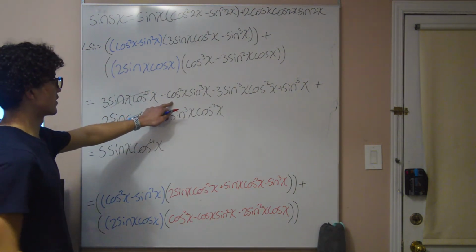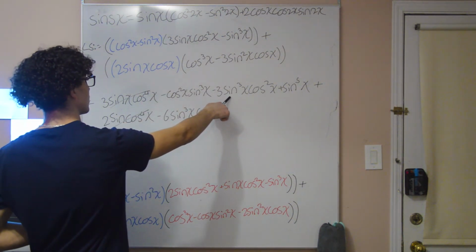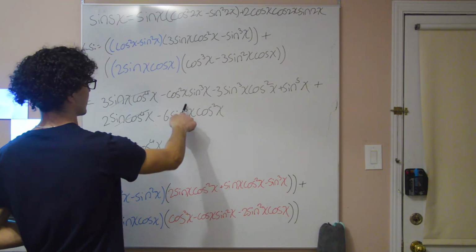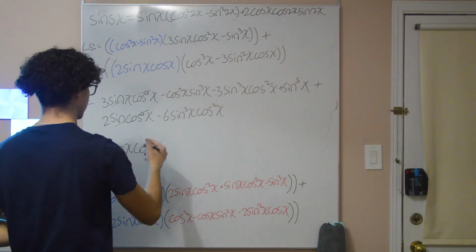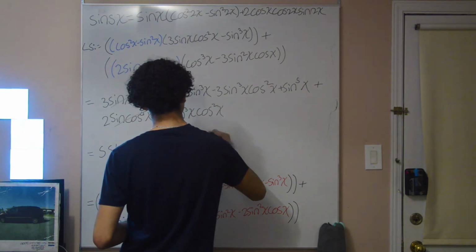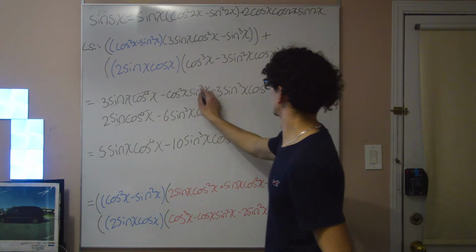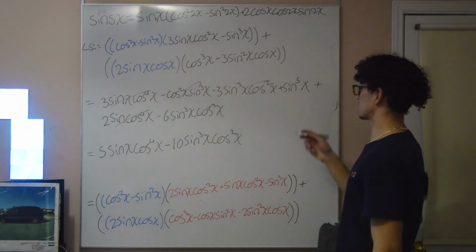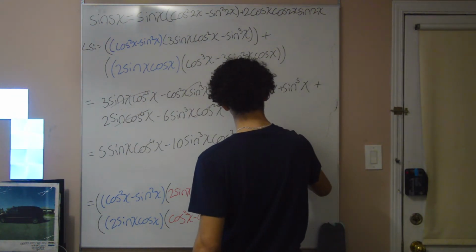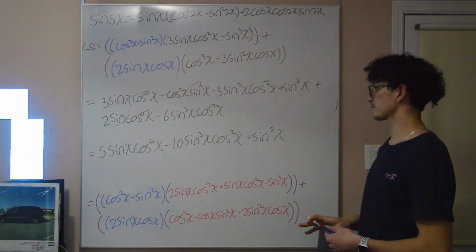Cos squared sine to the 3. So here we have negative 1 minus 3. Oh, negative 1 minus 3, so negative 4 minus 6, so negative 10 sine 3x cos squared x. So we took care of those, and finally we have sine to the 5x. So plus sine 5x, just like that.